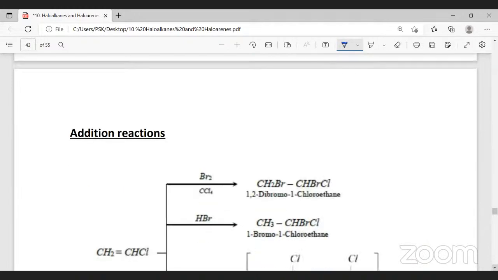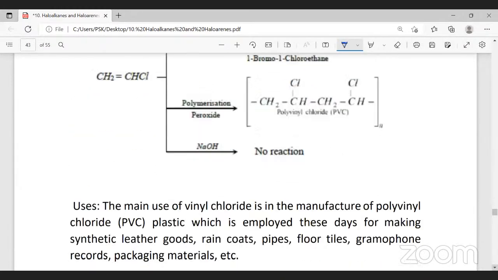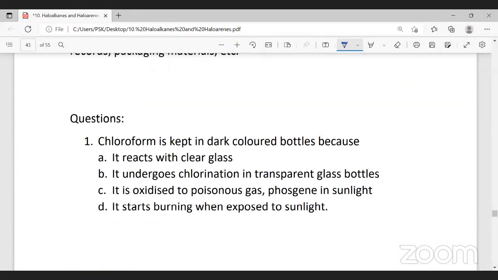With haloalkanes we have done. These all are haloarenes. Before we go for haloarenes, we will learn some questions. Why is chloroform kept in dark colored bottles? Because it undergoes oxidation in transparent bottles. It gets oxidized to a poisonous gas, phosgene, in sunlight.